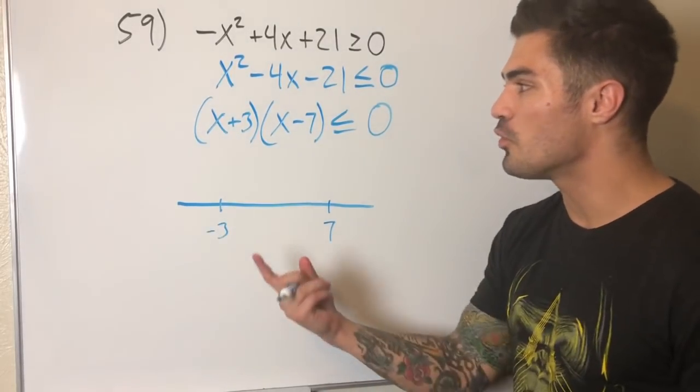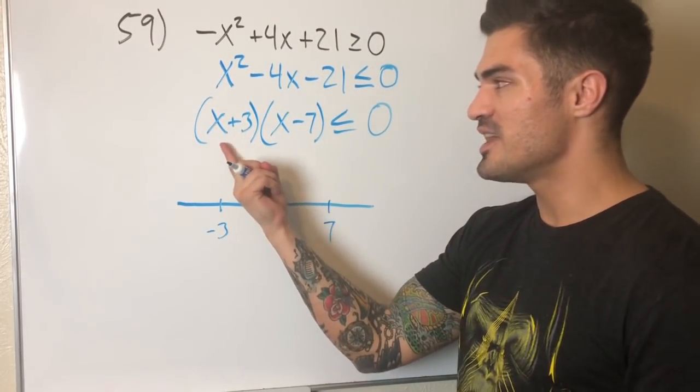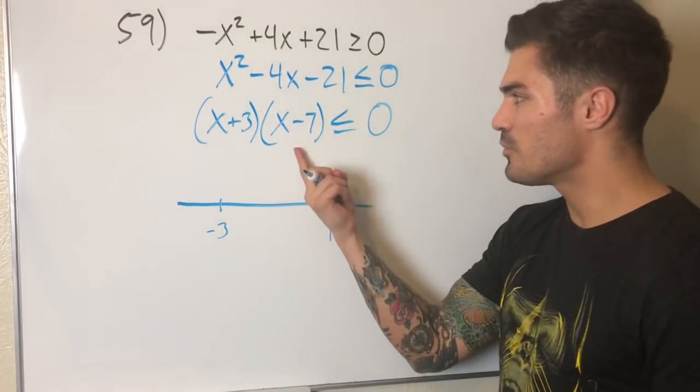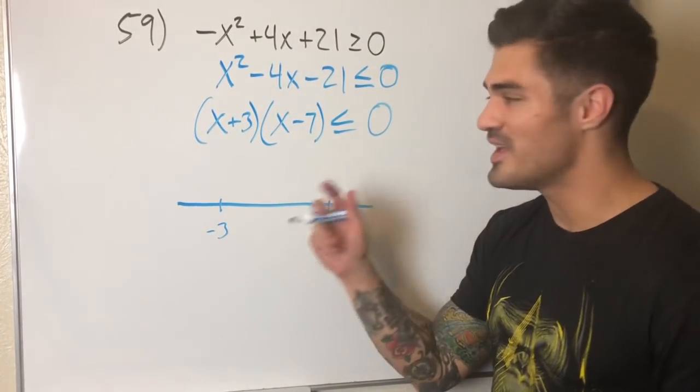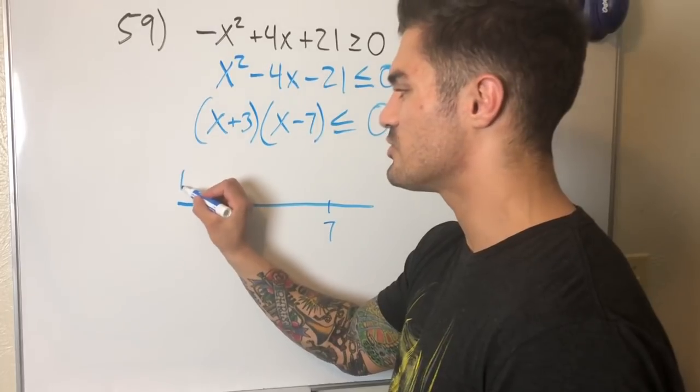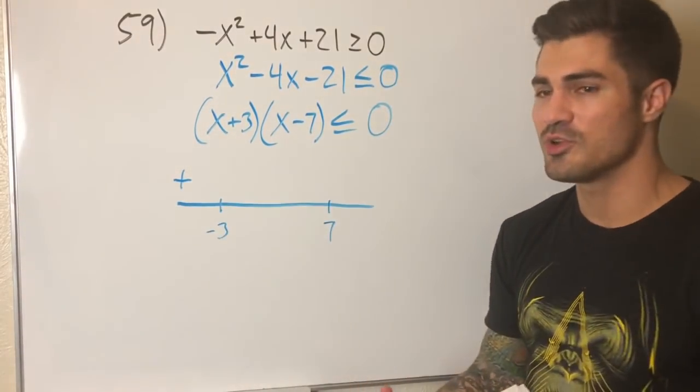So I'm going to plug in -4. I get -4 plus 3, that's -1, that's a negative. -4 minus 7, that's a negative. So again, I don't need the actual number, I just need to know that it's 2 negatives which make a positive. I don't care about the actual number, so this isn't too bad.